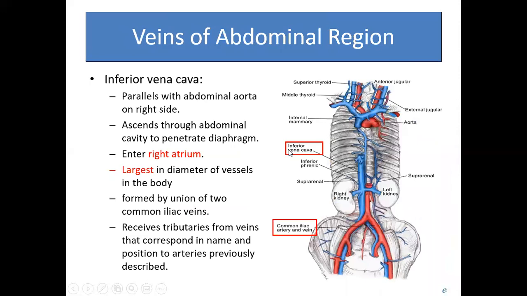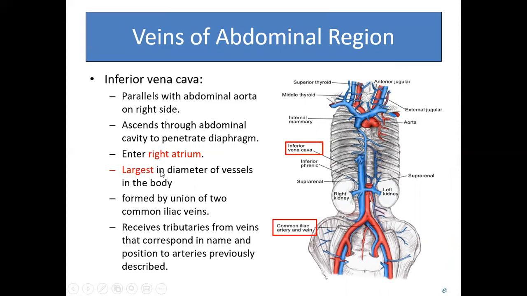For the inferior vena cava, it runs parallel with the abdominal aorta, side by side. This is the abdominal aorta, and this is the inferior vena cava. It goes up through the abdominal cavity to penetrate the diaphragm. Later, it will enter the right atrium.